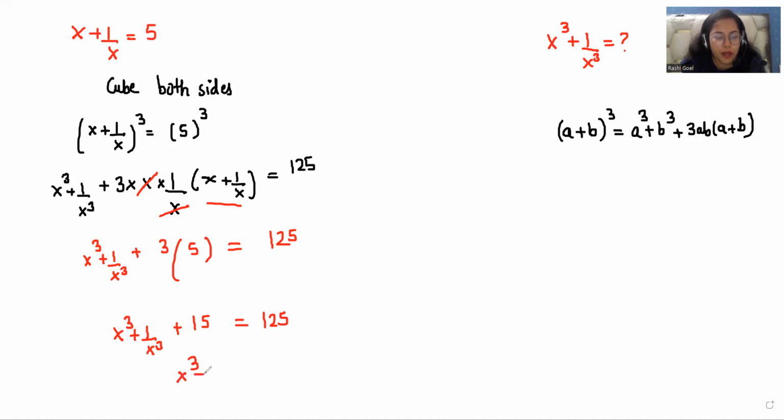So x cube plus 1 over x cube is equal to 125 minus 15, that is 110. So the value of x cube plus 1 over x cube is 110. That's how you can find the value.